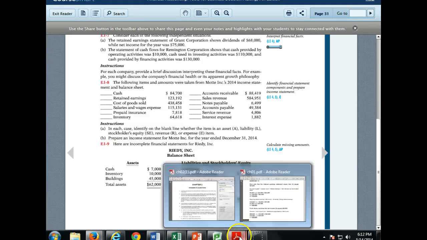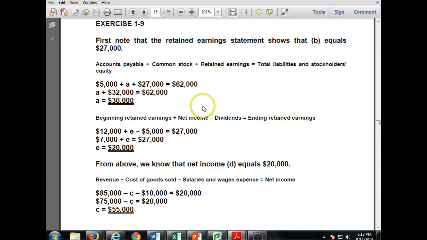33 or 34,000? 30. So thank you. So 5 plus whatever the common stock is plus our 27 equals our 62. So our common stock has to be 30.